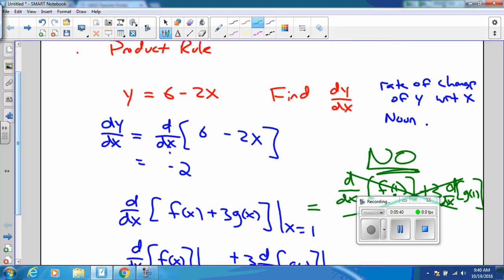So when would you use dy over dx? You use dy over dx to describe the rate of change of y with respect to x.